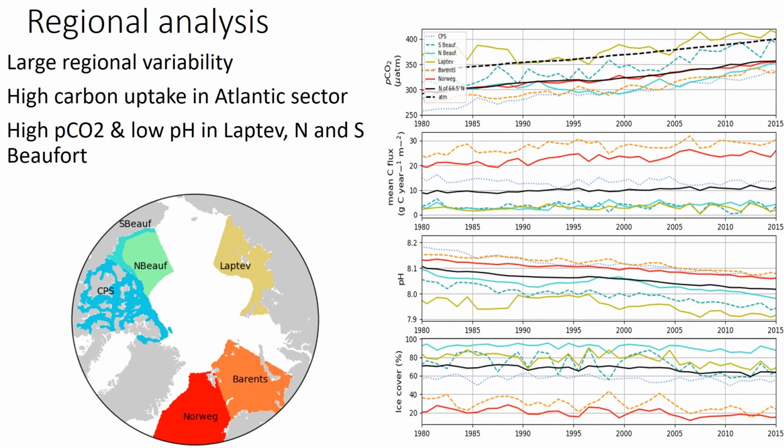We can see large variabilities, which is what I want you to take away from this figure, in many of the regions. And in particular, there's high carbon uptake in the Atlantic sector, which you can see in the second panel, specifically the Norwegian and Barents Seas. And there's low pH and high PCO2 in the Laptev, North and South Beaufort Seas, which you can see in the lower 2 figure panels, middle and upper and third panel.